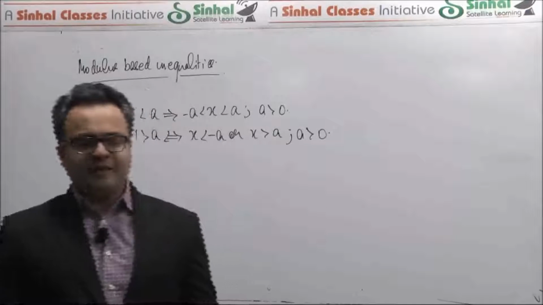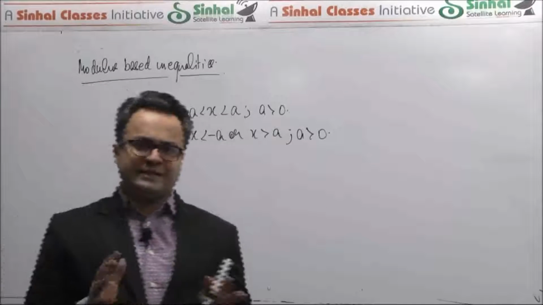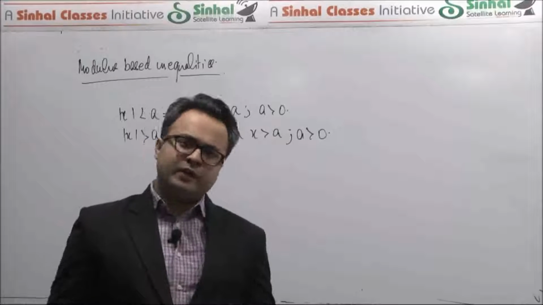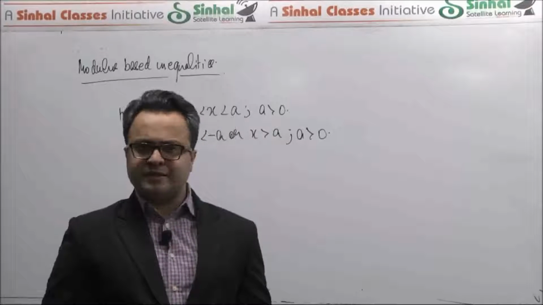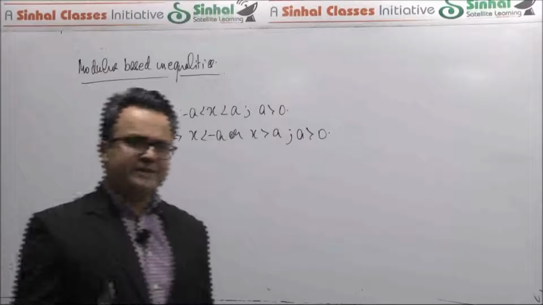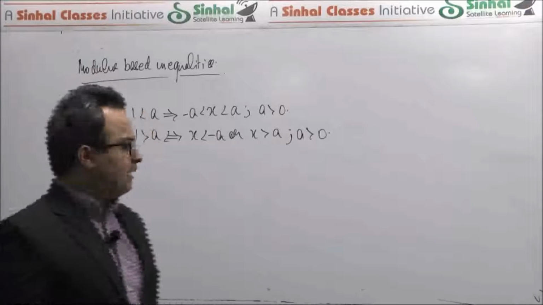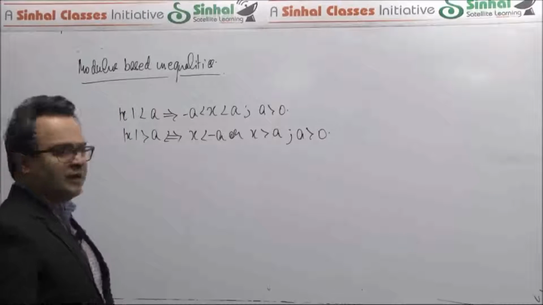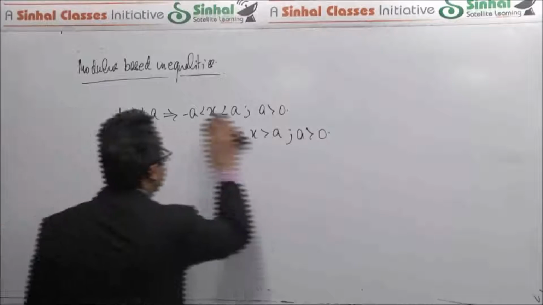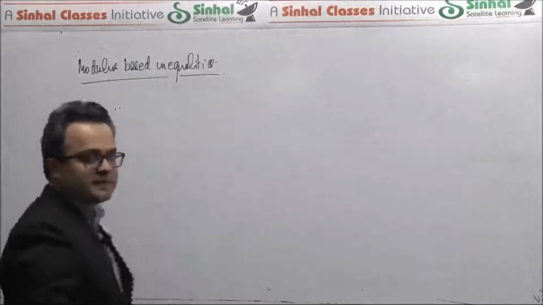And another idea that we had discussed in squaring both sides of an inequality was that if you have an inequality in which it is known that both sides happen to be positive, I can square both sides and the solution set will not change, right? So let's use these basic ideas and look at how modulus-based inequalities can be solved.